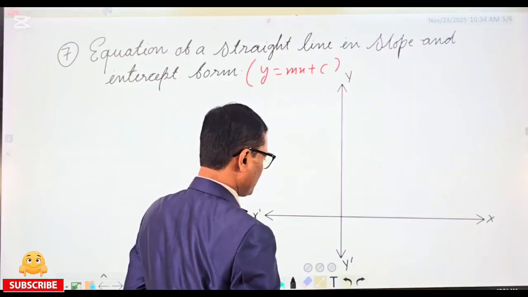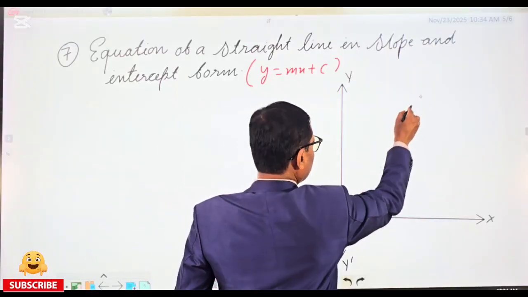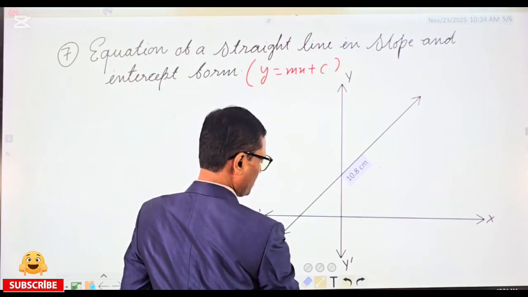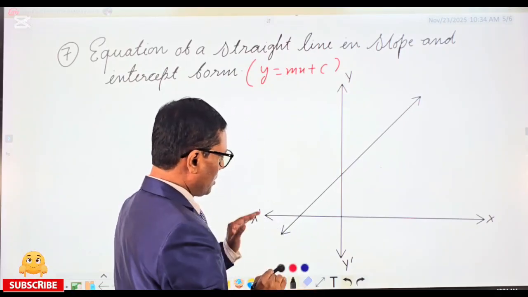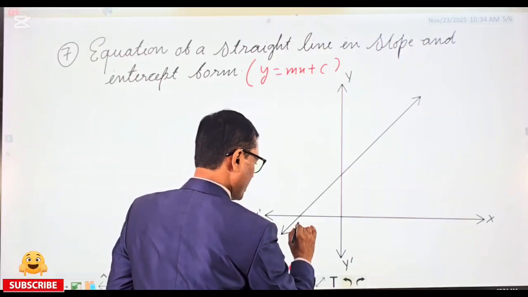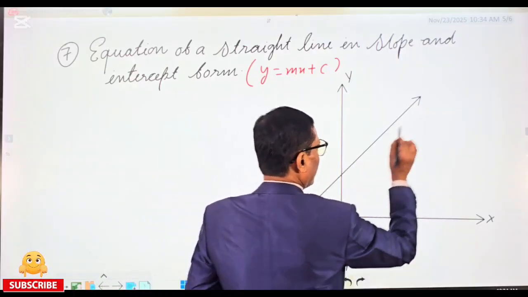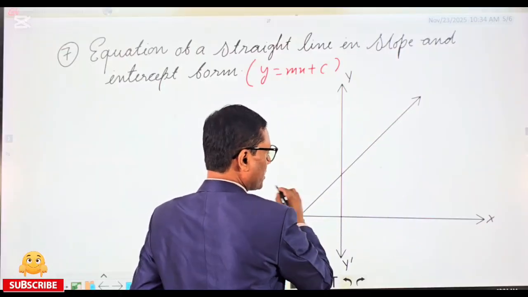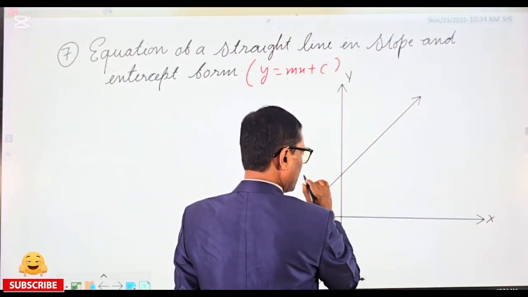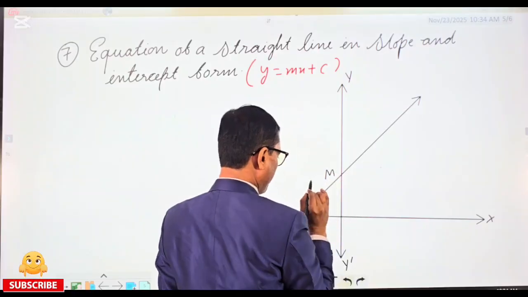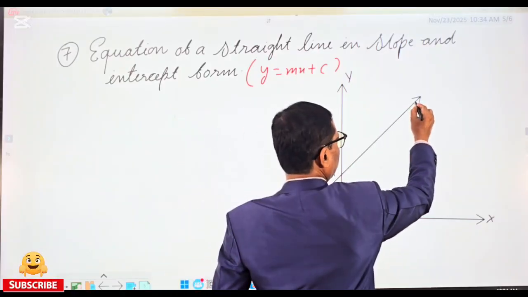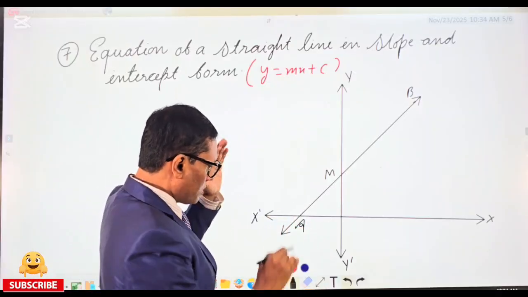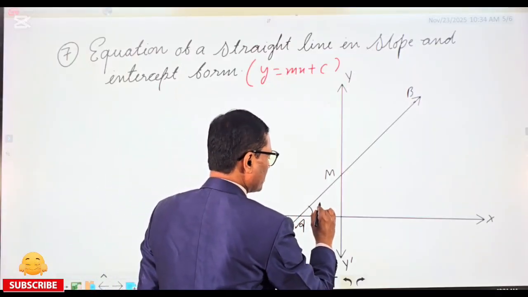Now we have a line, correct? Let's have a line. Here we have the line, and this line cuts x-axis at any point. Let this be A, and it cuts y-axis at any point. Let this point be M. Understanding? And somewhere it's B. It's a line segment. And the inclination of the line is theta, right?